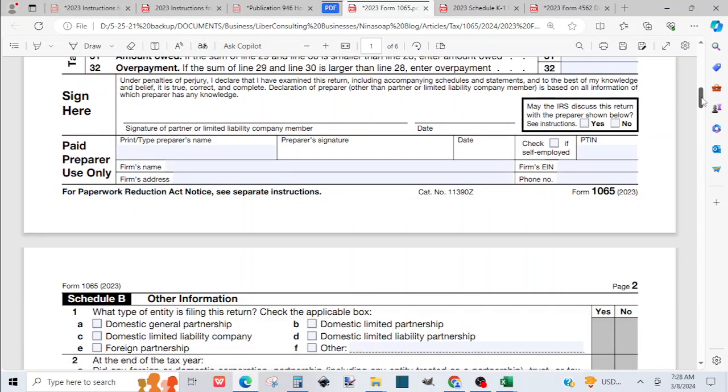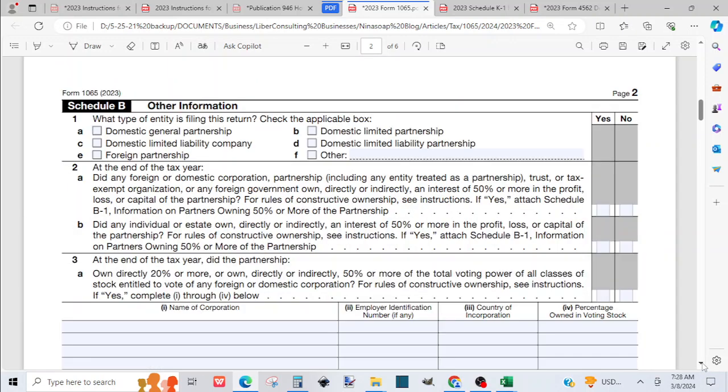When you are filing it for your own business, you can just say no, so that the IRS contacts you yourself. When you print the document out, you will sign it and put the date you sign. Other information, Form 1065 Schedule B. Other information.